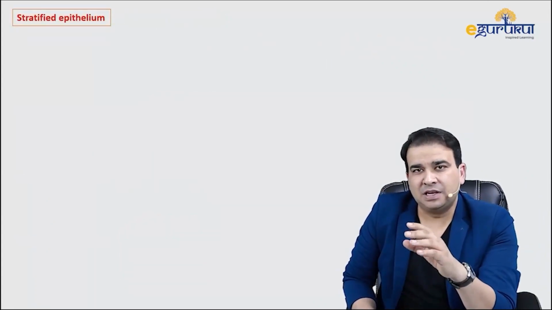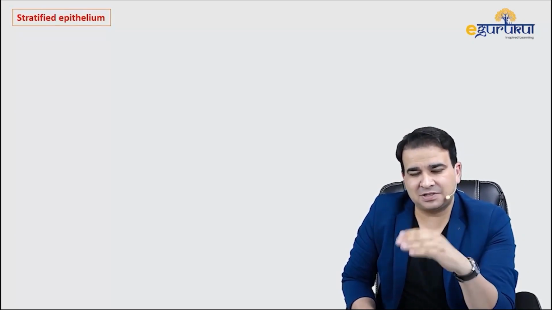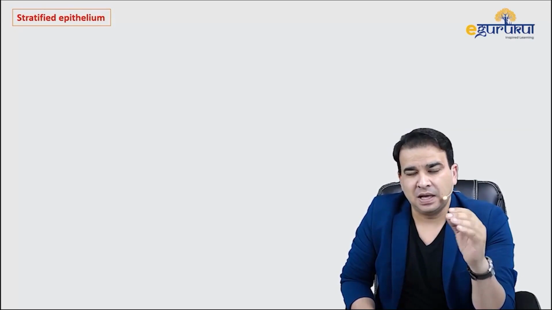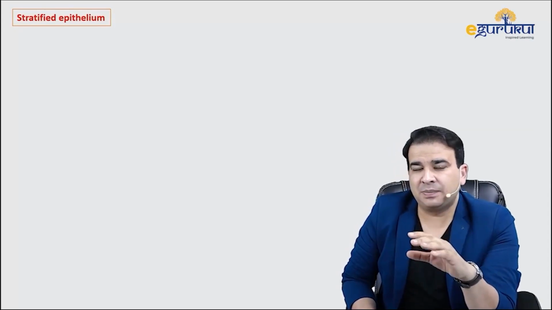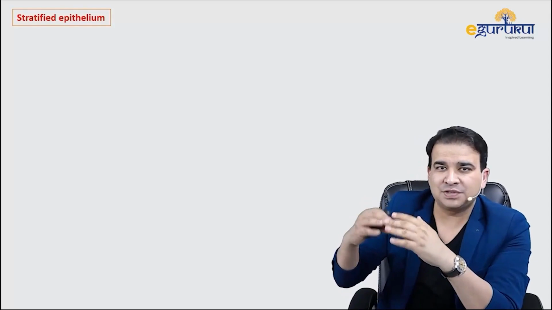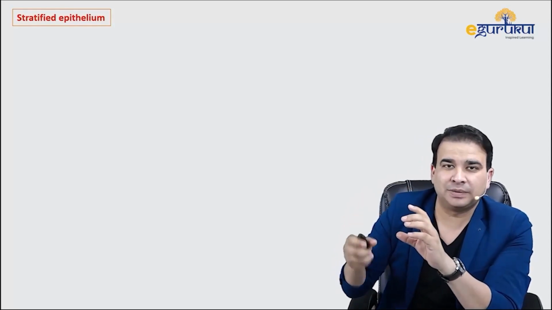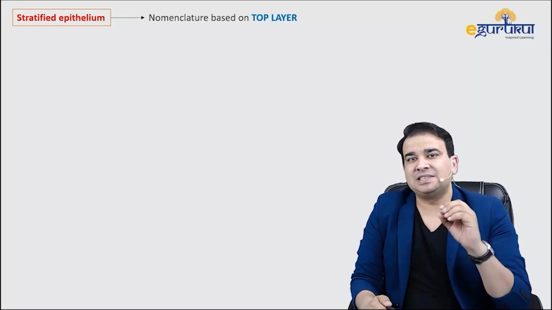Now from the simple epithelium, let's move on to the stratified epithelium. As the name suggests, there is stratification; the layers are present there. The nomenclature of the stratified epithelium is based on the topmost layer. No matter what kind of cells are present at the bottom or in between, you need to look at the top layer. It's the top layer which decides the name of the epithelium.